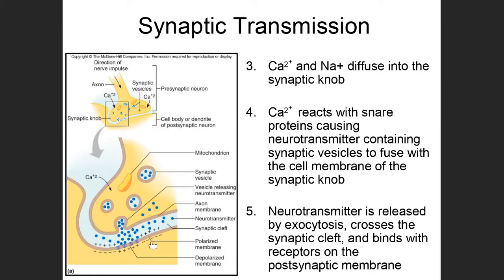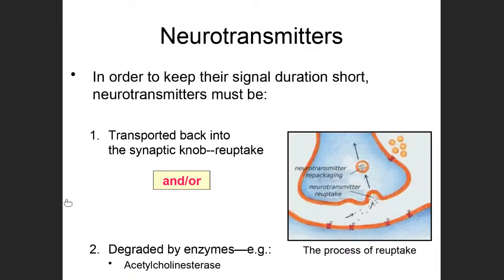That causes it to be stimulated. It causes sodium channels to open on the dendrites and or the soma of the second neuron. And that's how we're going to communicate this electrical signal from the first neuron to the second neuron. So that's a process which is known as synaptic transmission.